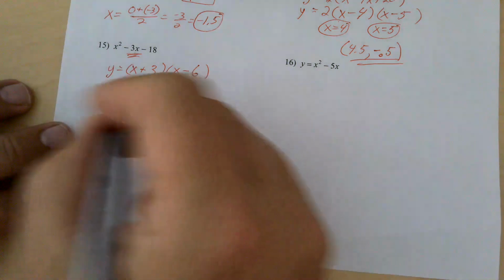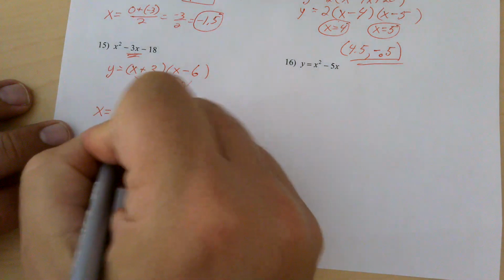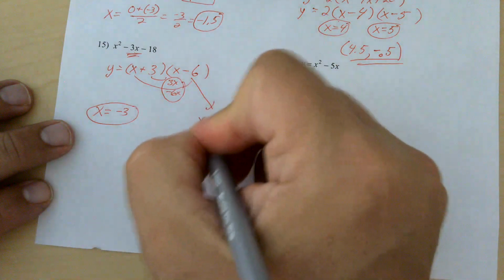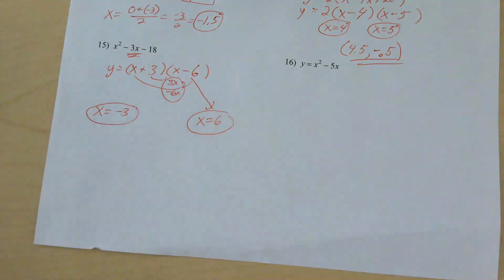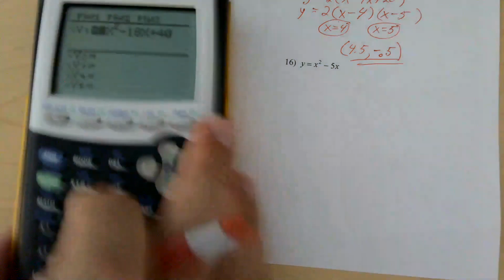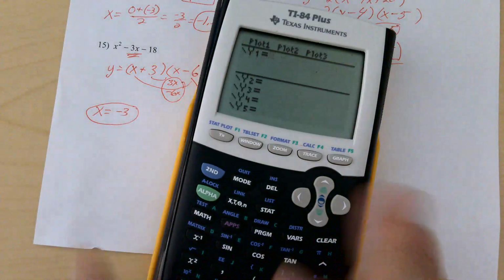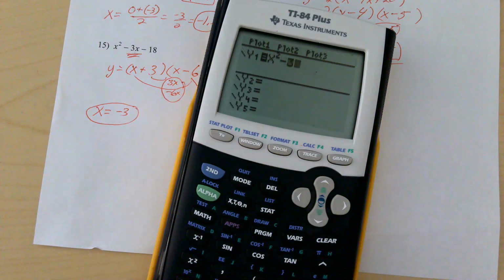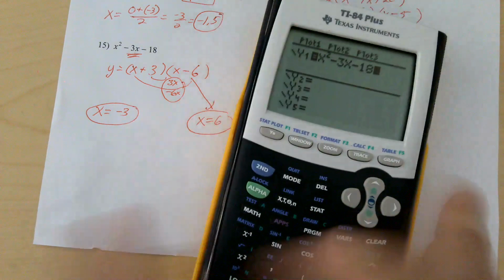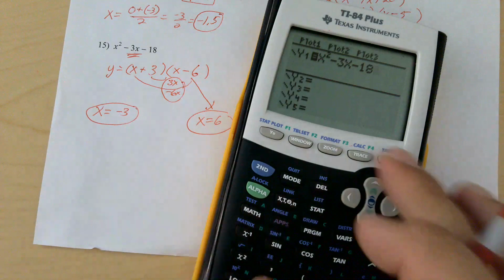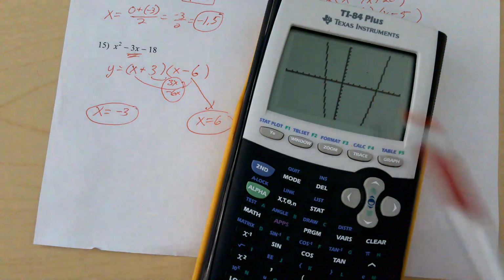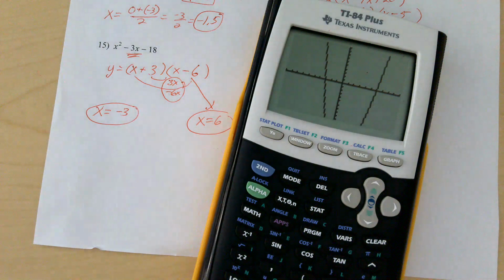But in this form, it allows me to know my intercepts, which in this case is going to be a negative 3 and a positive 6. And all I'm going to do is confirm that. So I would type in the original rule, so x squared minus 3x minus 18. Okay, we better see a graph that's crossing the x-axis at negative 3. So right here is negative 3, and over here is positive 6. We know we factored correctly.